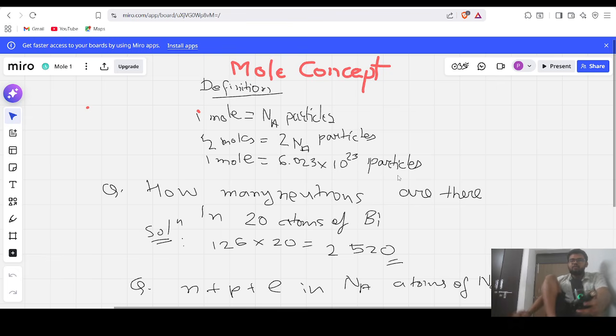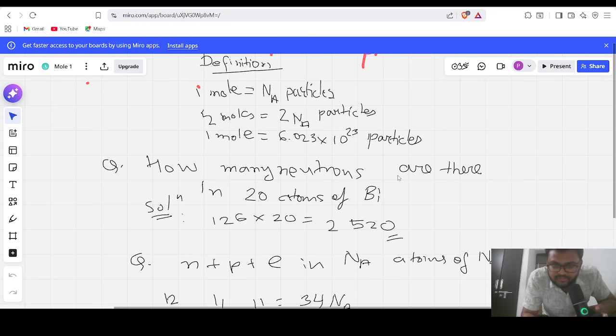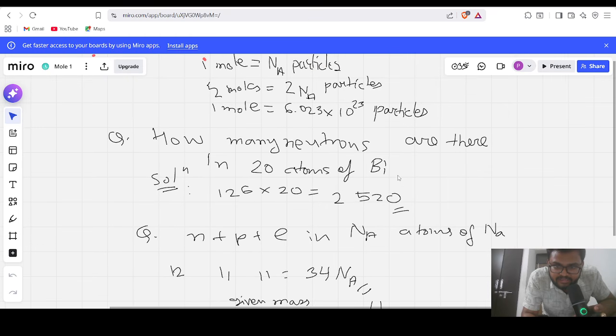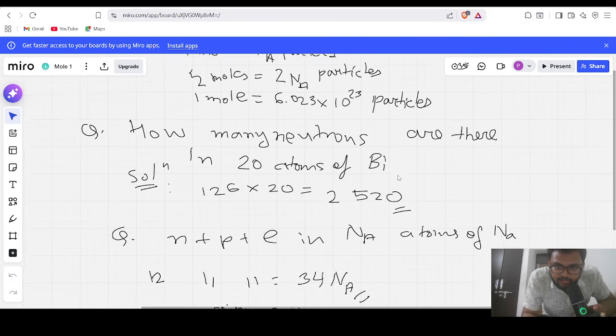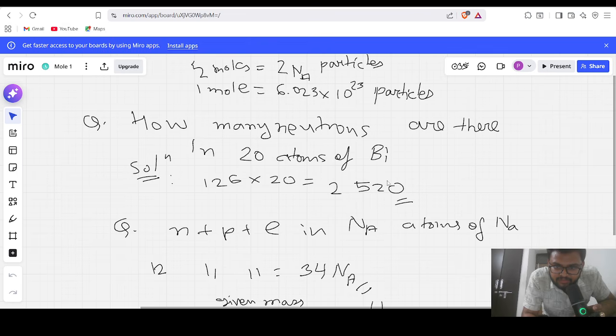Now we will see how many neutrons are there in 20 atoms of bismuth. This is a question. First we have learned some basics of mole, and now some basics of atomic structure you have to understand so that we can proceed. In 1 atom of bismuth there are 126 neutrons, so in 20 atoms we multiply by 20 and get 2520 neutrons.